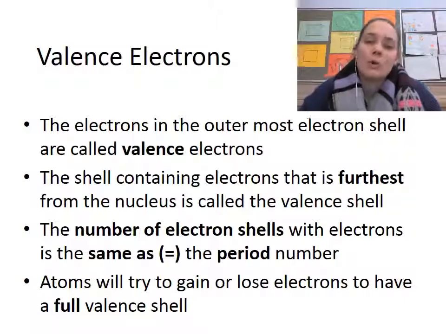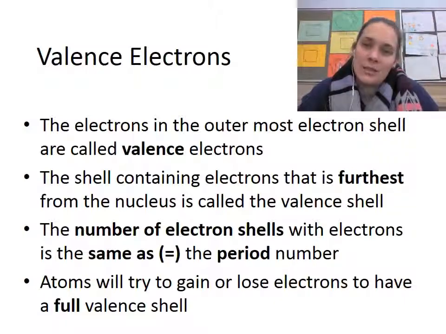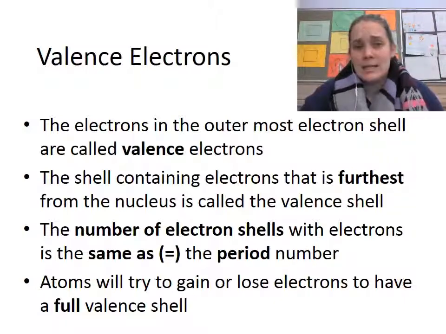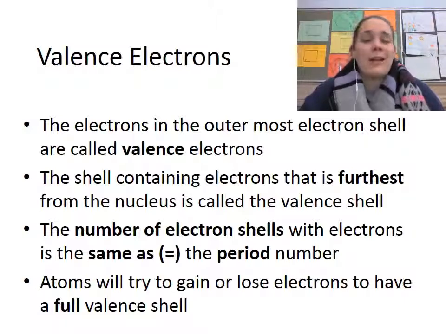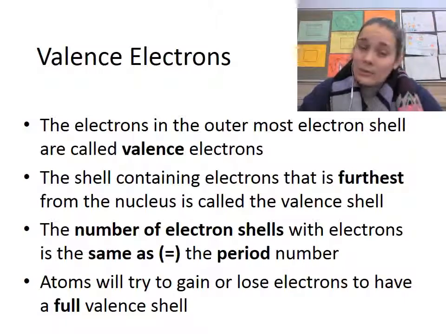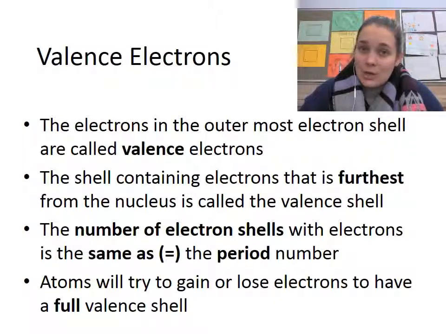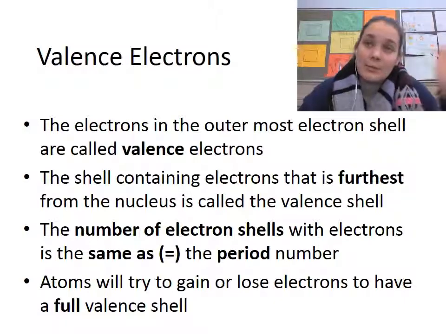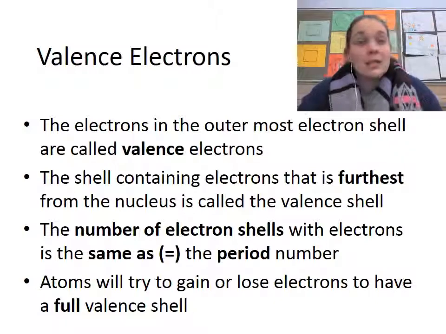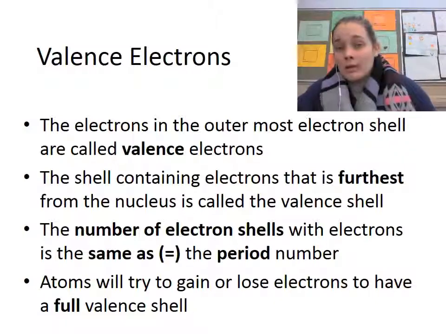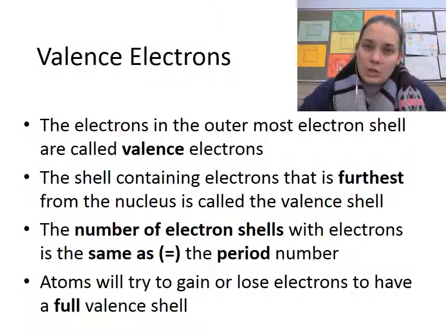But if it's one short, so say it had 7 electrons in its outer shell and it wants to have 8 to have a full shell, then it's going to try as hard as it can to steal 1 electron from somebody else. But if it has 1 electron in its outer shell and the shell that preceded that one is full, it's going to do all that it can to get rid of that 1 electron so that its smaller shell is full instead.